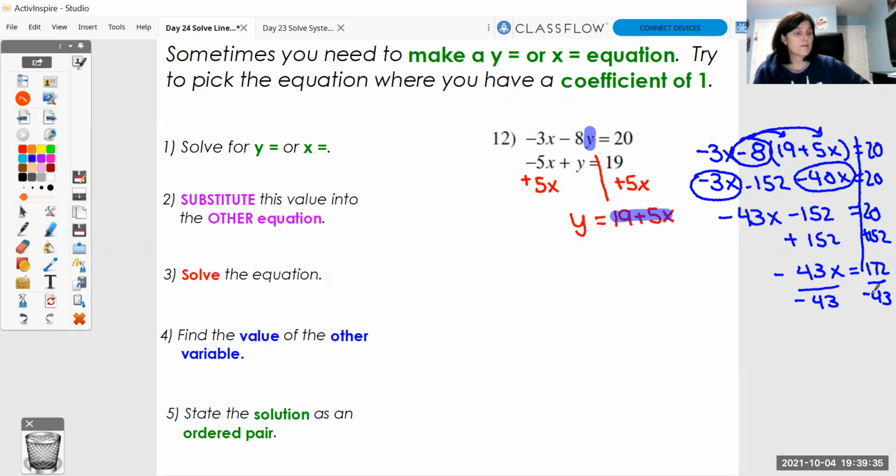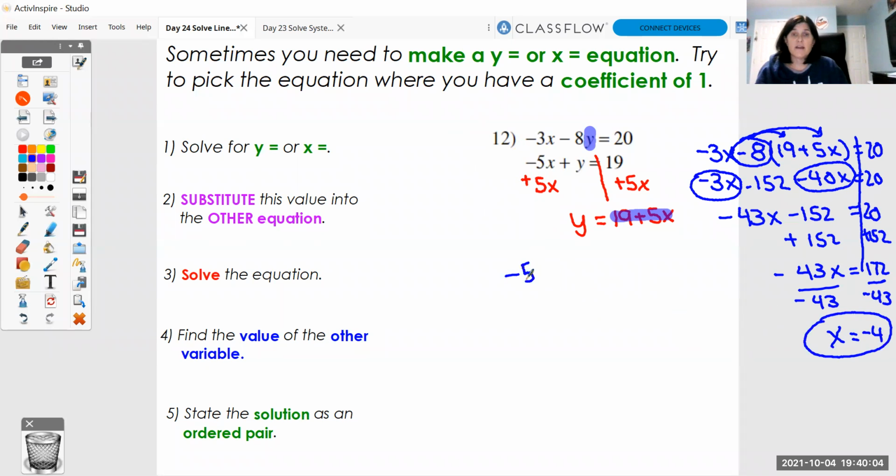Again, I'm going to use my calculator. And I end up with negative 4. So that means this equation has one solution. I just found my x value. So I have to substitute it into either equation in order to calculate its y value.